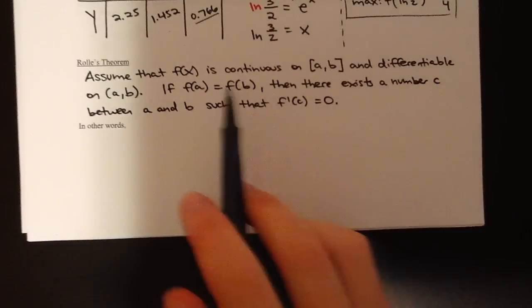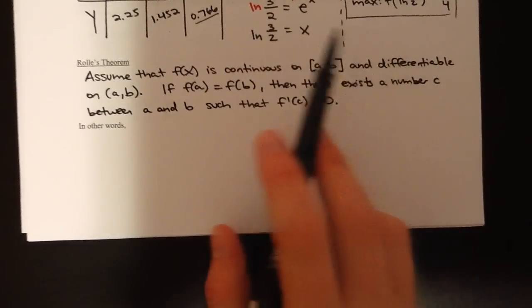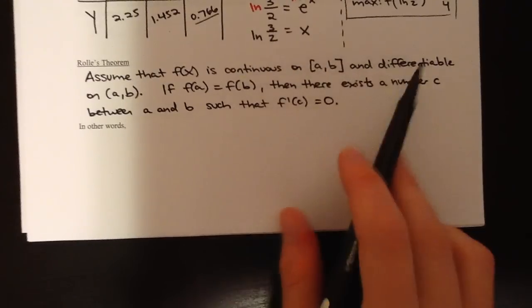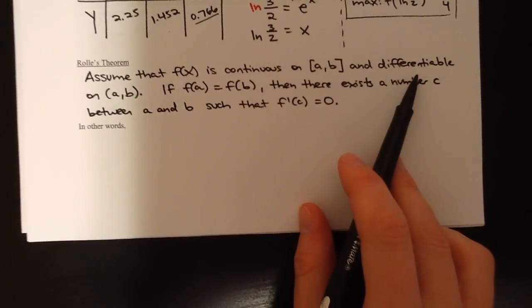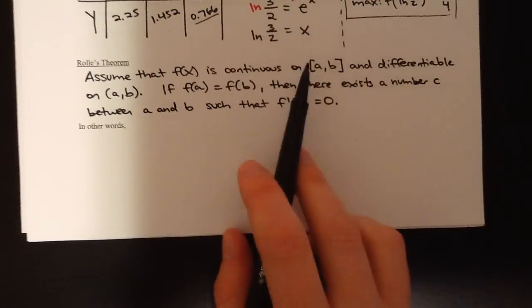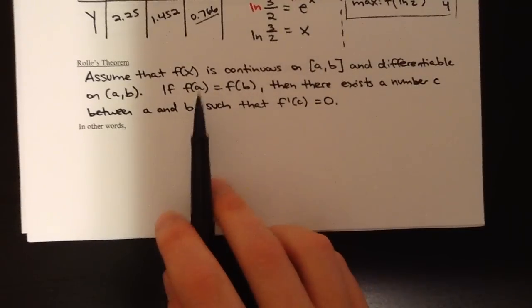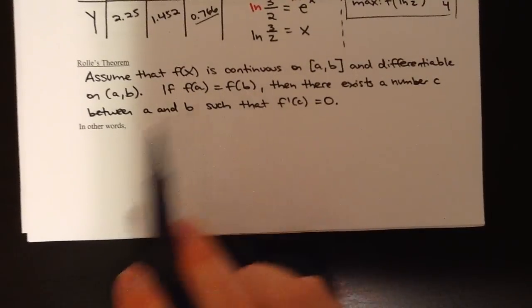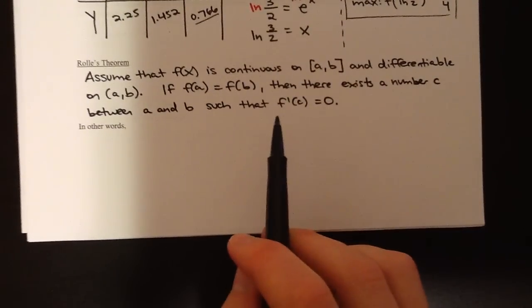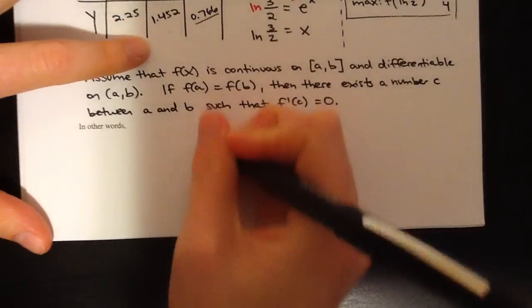So let's start with the beginning sentence. That part's easy. Assume f is continuous and differentiable. Continuous means no breaks, jumps, holes, asymptotes, anything like that. Differentiable means no corners, cusps, vertical tangent lines, anything like that. So if those two things are true, let's move on to the next sentence. If f of a equals f of b. In other words, I'm not actually going to write this down in words. I'm just going to draw you a little graph because I think that might help even more.